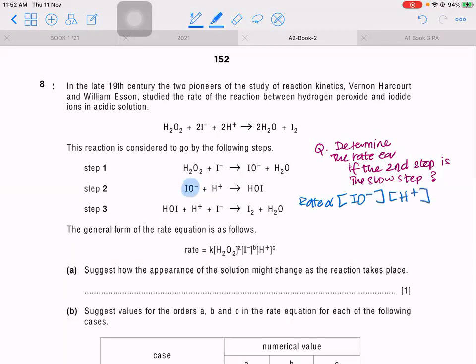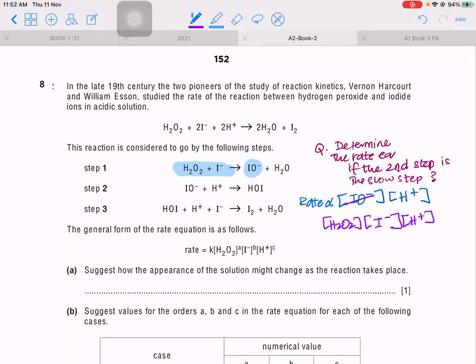Now, if you look at IO minus, is it part of the overall reaction? No. So can I call it an intermediate? Yes. Can it be part of the rate equation? No. And how is the IO formed? IO is formed by these two guys. So can I say instead of IO, I can write H2O2 and I minus. And we had H plus as well. So your rate equation becomes this.